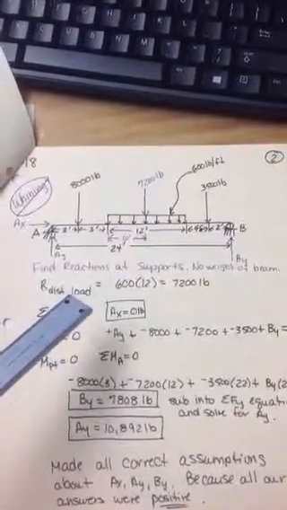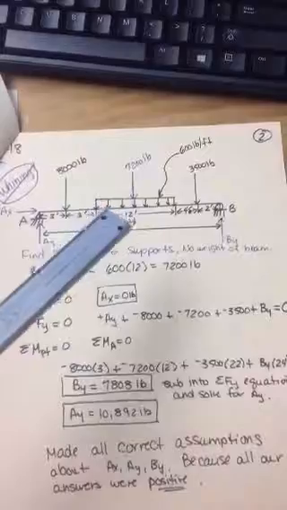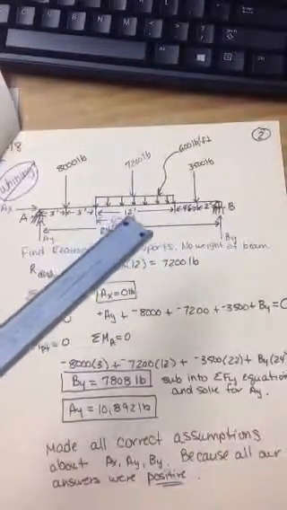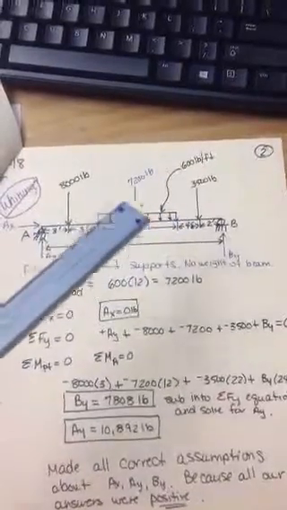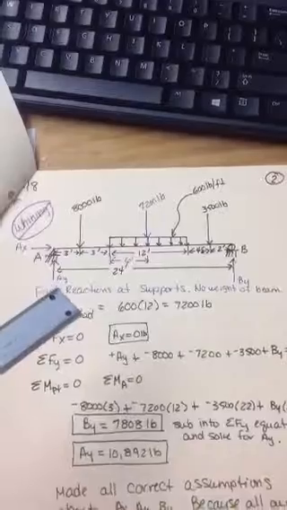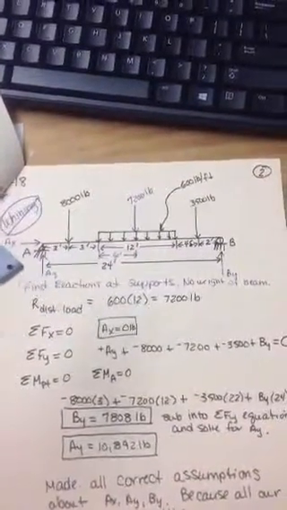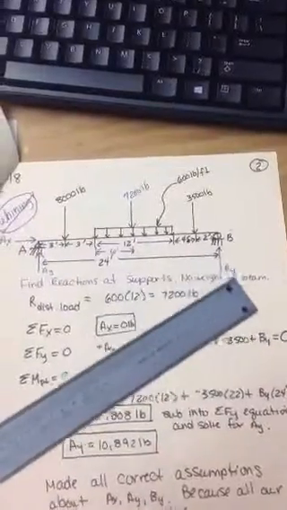We need to find the reaction of our distributed load. So it's going to be 600 pounds per foot times how long it acts over. It's 12 feet. So that's going to be 7,200 pounds. So I drew it right there. Okay. I made the assumption about my supports. I said A of y is pointing up. I said A of x is pointing to the right. And I said B of y is pointing up.